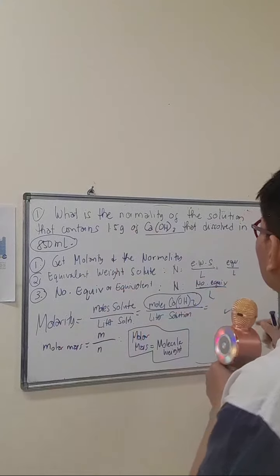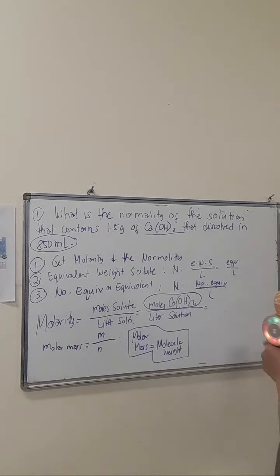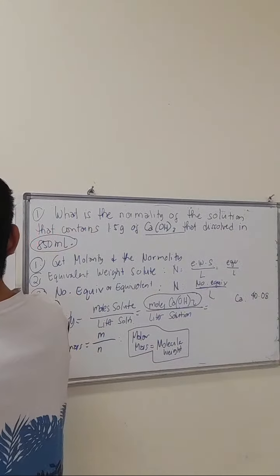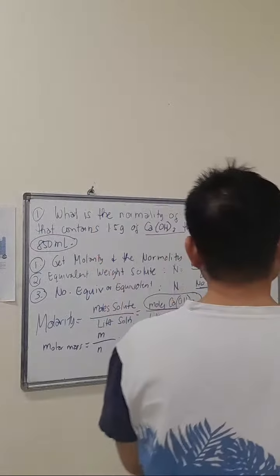So if we have calcium hydroxide, I have no space already, guys. So calcium, based on my memorization: sodium 23, chlorine 35, sulfur is 32, oxygen is 16, nitrogen is 14, like that. Calcium is going to be 40 point something, I think 40.08. Let's look at the periodic table to see if it is correct. Group 2A. Oh my gosh, it's perfect.